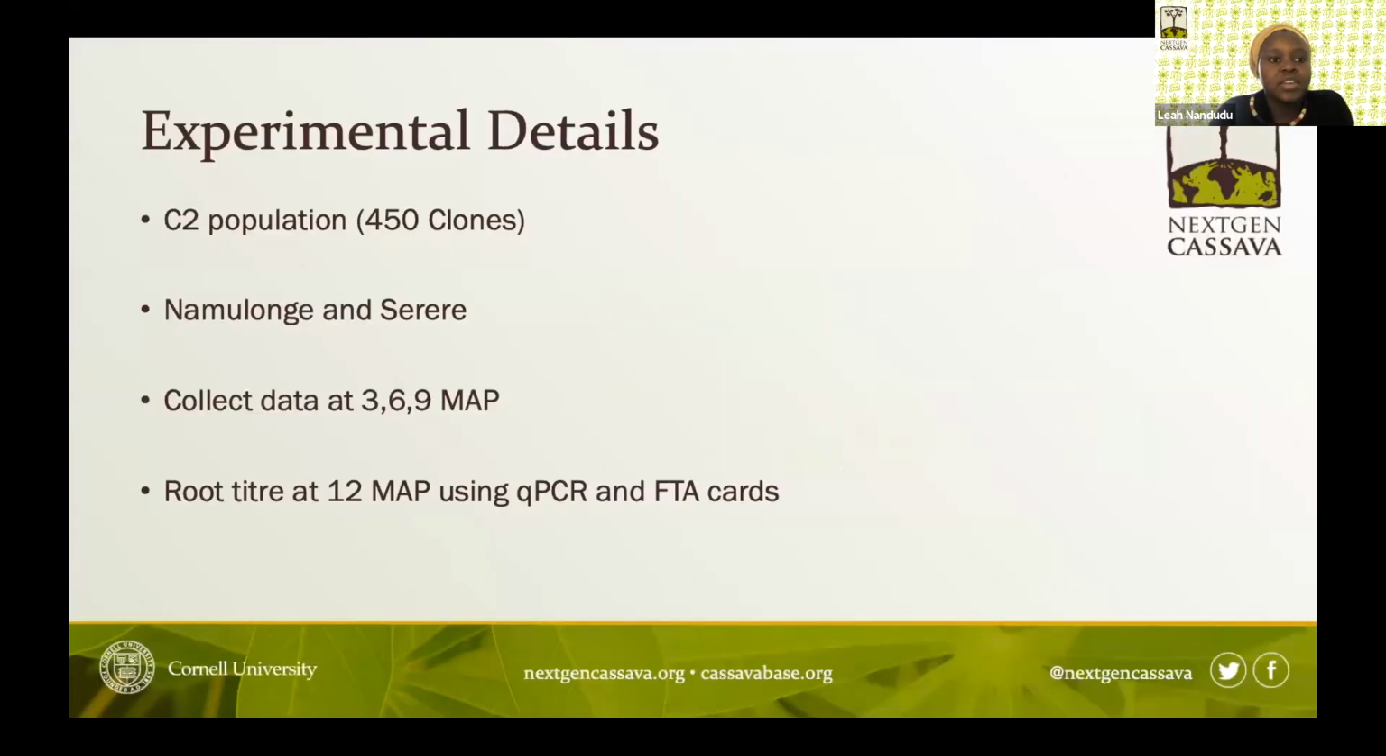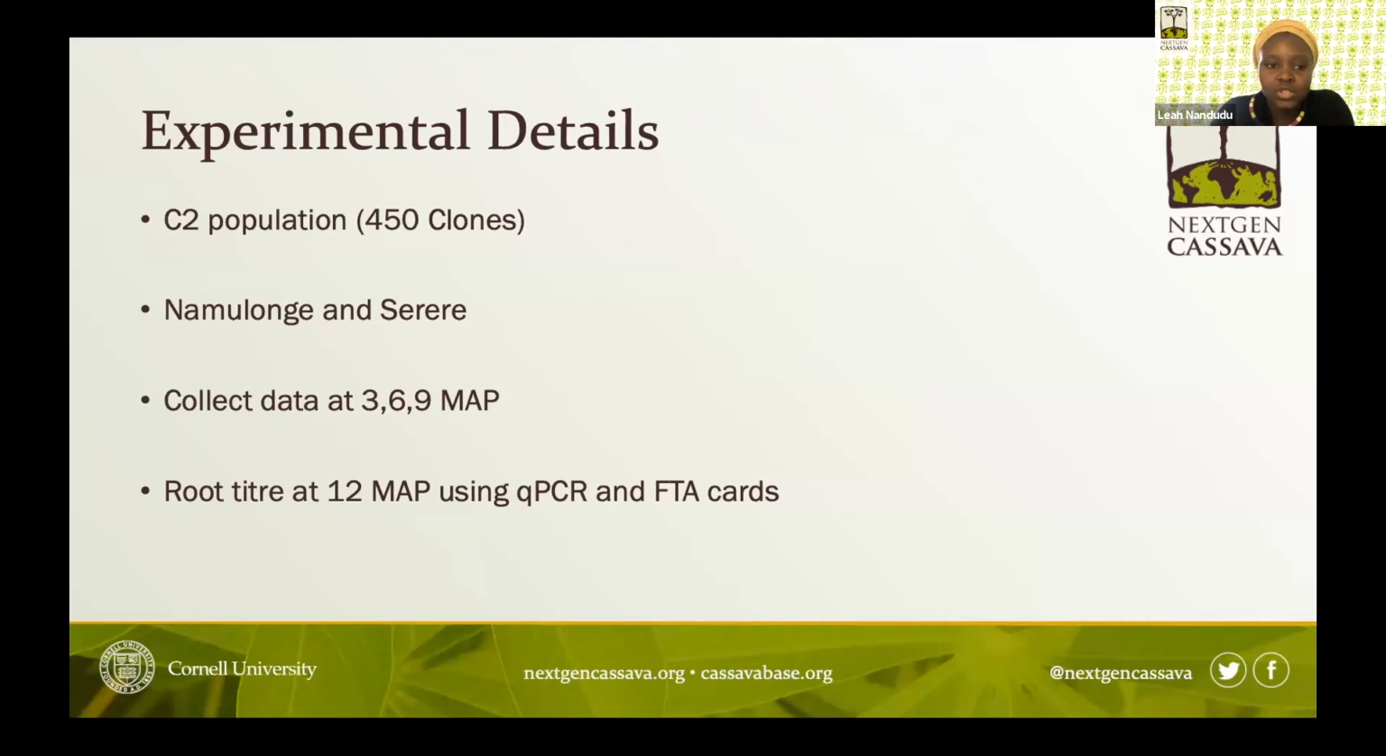Currently, we are working with the Psycho2 population of the Ugandan breeding program. We are working with about 450 clones. These are being evaluated in 2 environments. We hope to collect titer data at 3, 6, and 9 months after planting to study viral progression throughout the growing period. Then at 12 months after planting, we will use the root to determine viral titer using qPCR and also FTA cards.